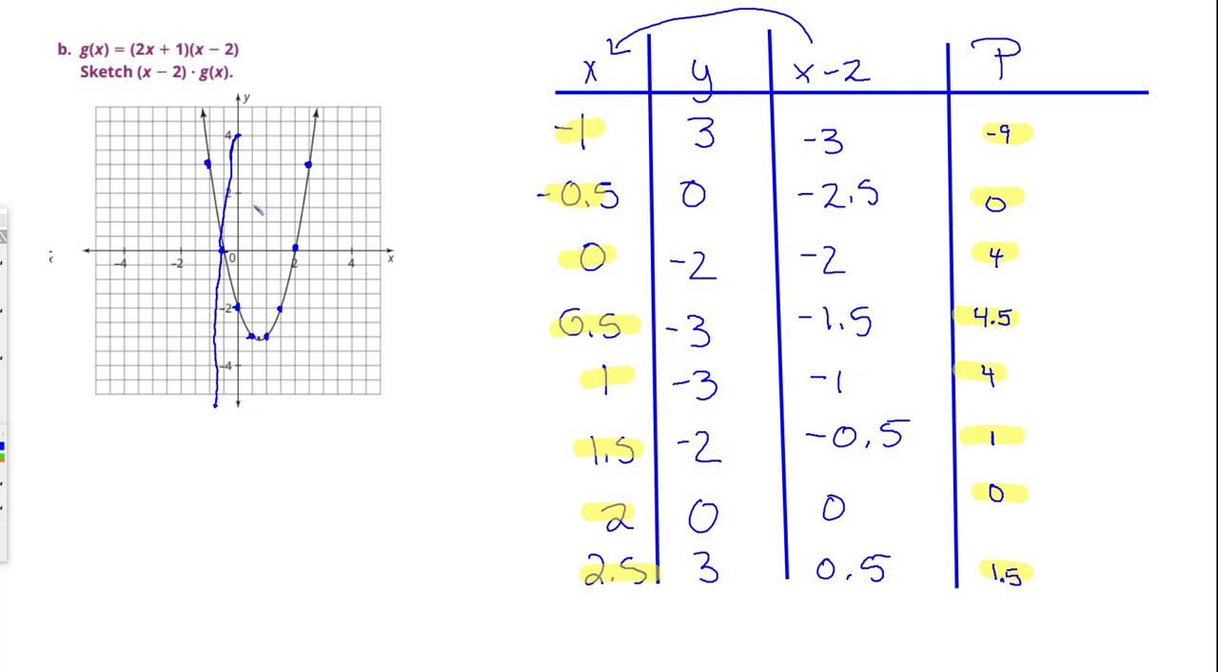starting like this. And here, at the 4, we went up to 4.5, and then back down to 4, then down to 1, 0, and then we went back up to 1.5.